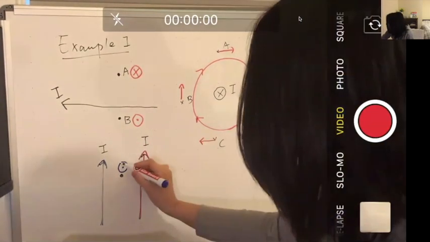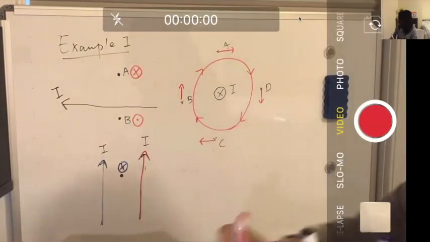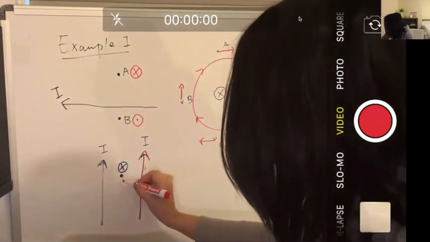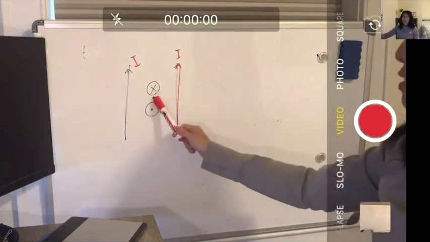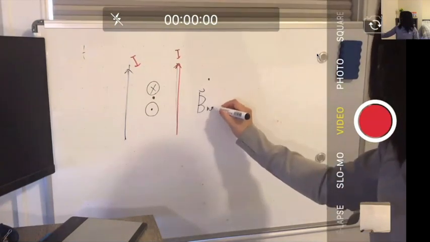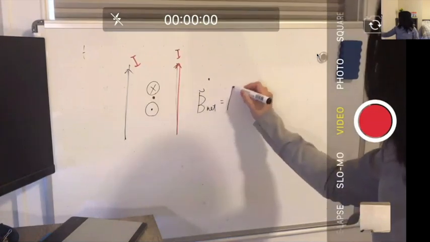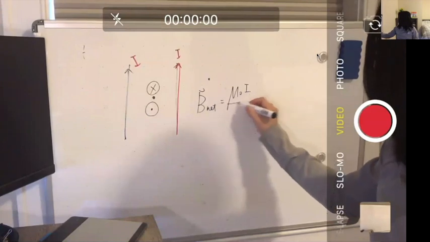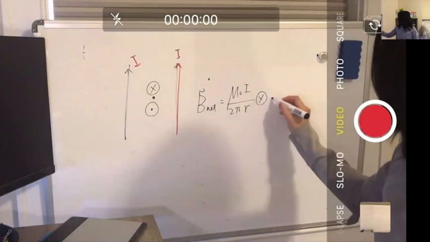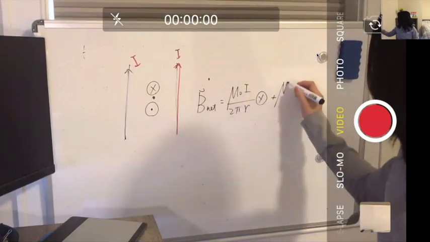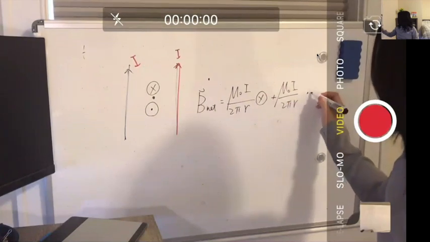Oh, I drew this wrong. Sorry, this was into the page, right? And the red current will make it out of page. So since both of these two currents contribute some magnetic field at this position, the total magnetic field will be the field coming from here, that's into the page, and the field coming from here, that's out of page.